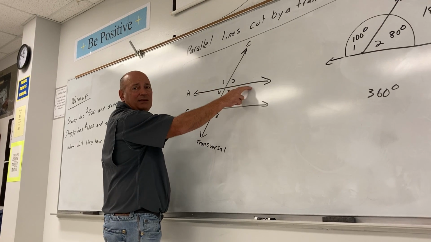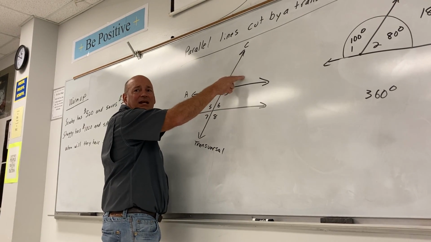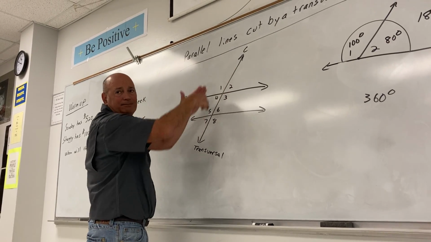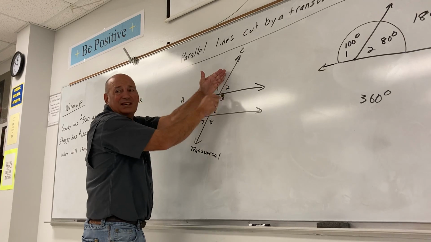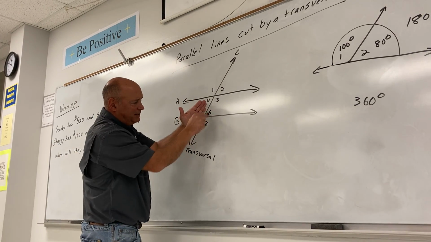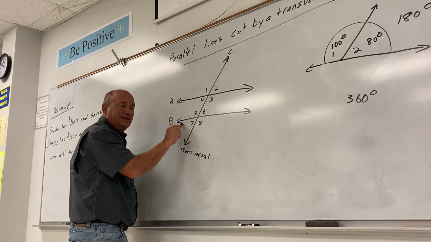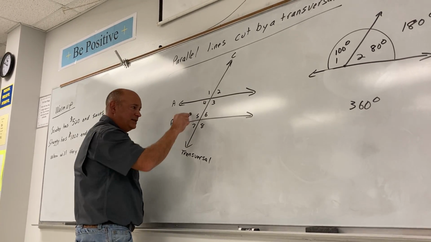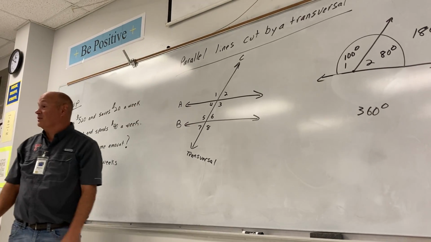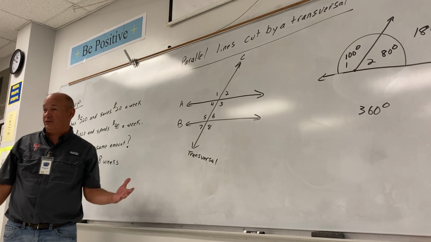isn't this a straight line? Yes. Don't these 2 angles have to add up to 180? Yes. If I look at it this way, isn't this a straight line? Yes. Don't these 2 angles have to add up to 180? Yes. Here's another straight line. Don't these 2 angles have to add up to 180? Yes. There's a whole bunch of angles that have to add up to 180 degrees. Are you with me?